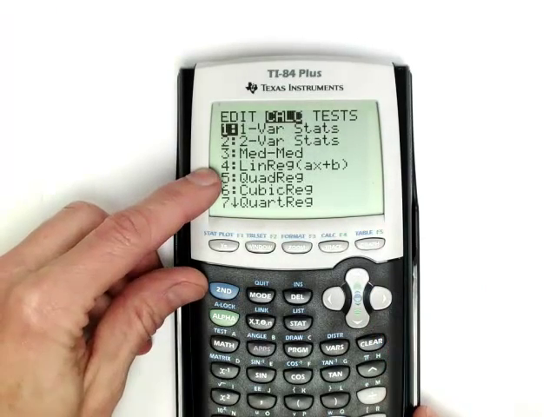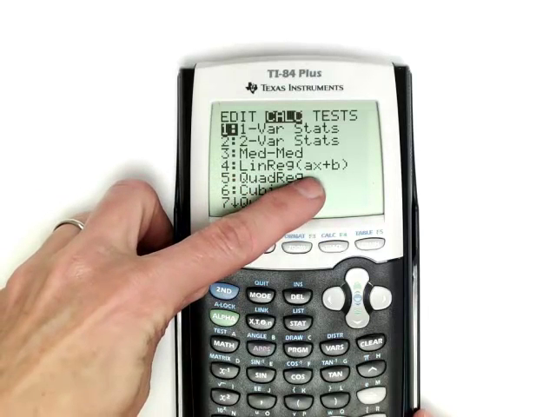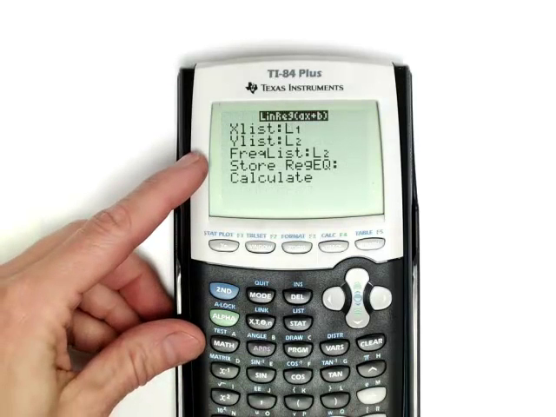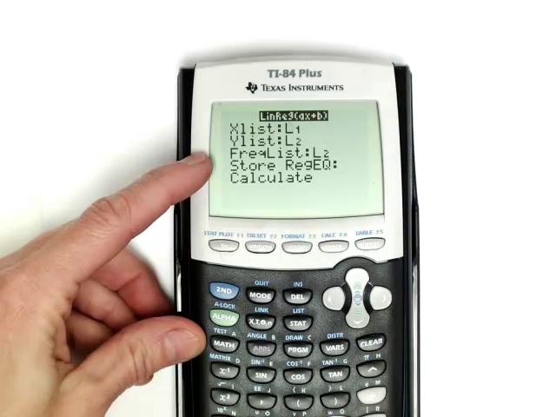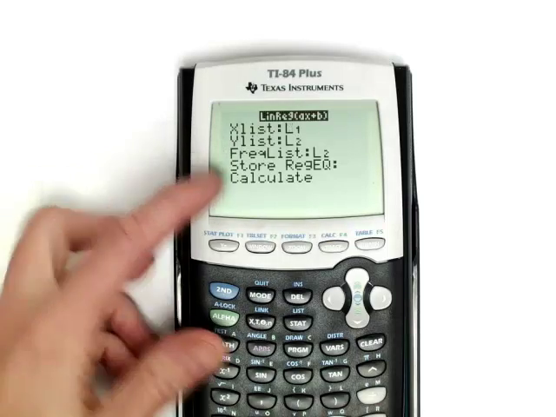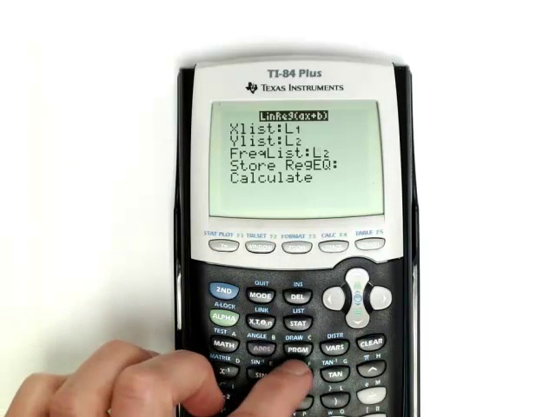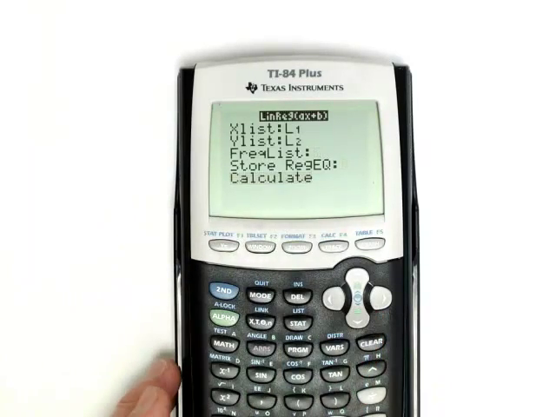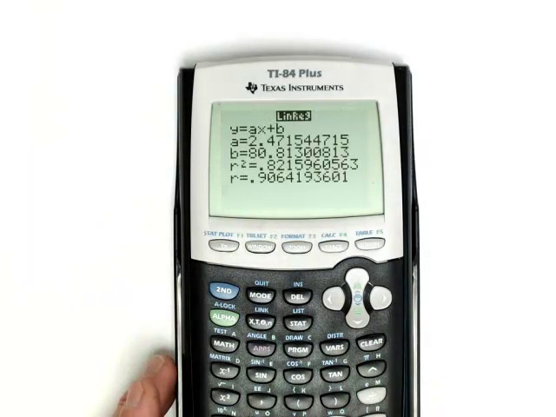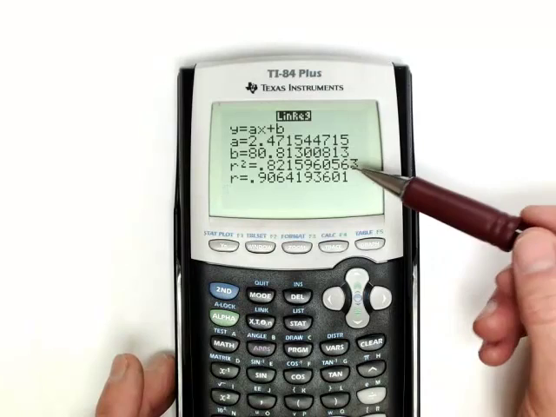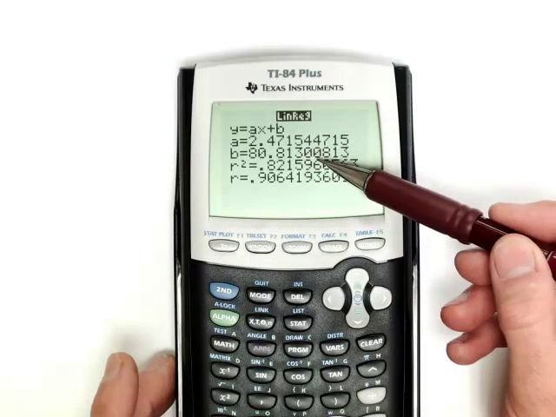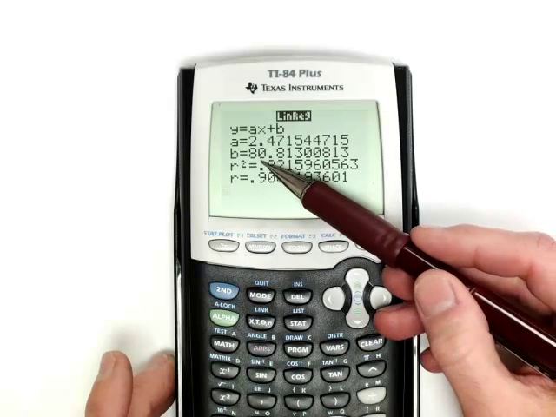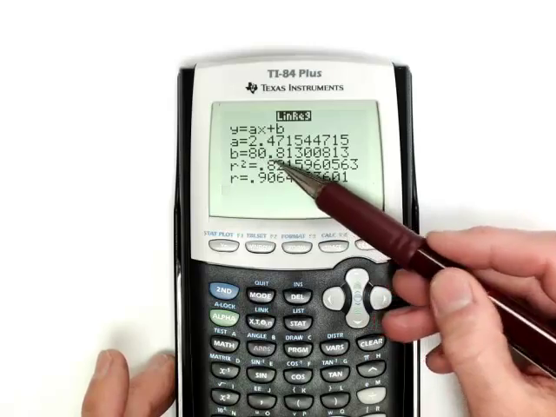And you'll see choice 4 is linear regression ax plus b. So I'm going to select 4, and then it will ask me where my X list and Y list are, so I leave that as defaulted. I want to clear out this frequency list, make sure that's blank, and then calculate. Here's my corresponding regression equation. Here's the slope, about 2.47, and a corresponding y-intercept of about 80.81.